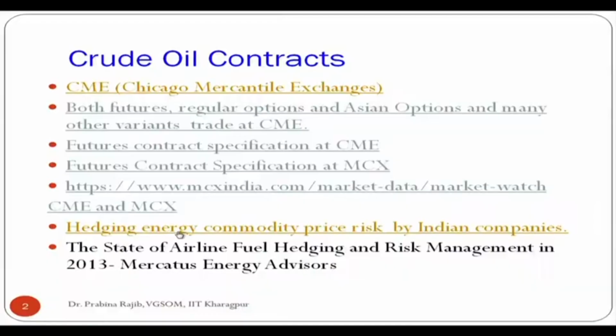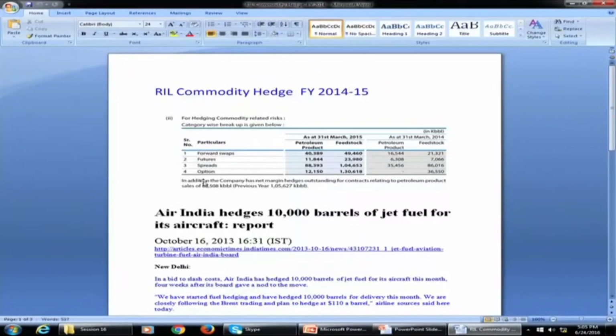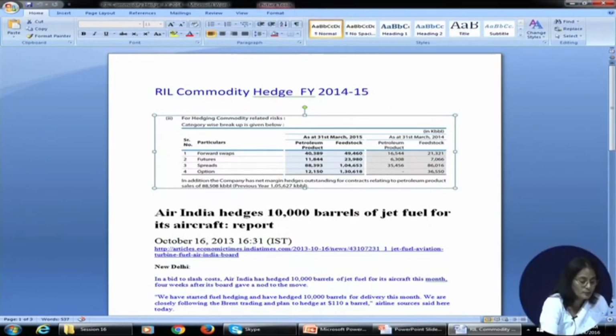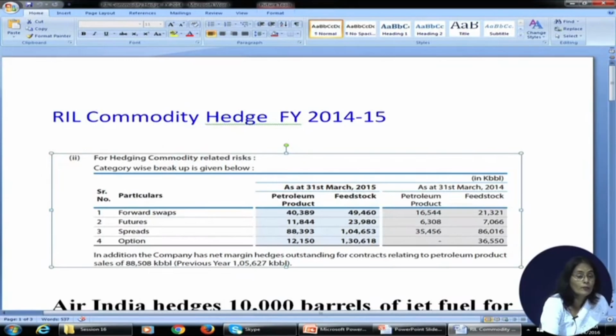So one of the very prominent commodity price risk hedgers in the Indian market with respect to crude oil and crude oil derivatives has been Reliance. If you see this particular block in front of you, this is the Reliance commodity hedge for the financial year 2014, and for hedging commodity related risk, this is what I have exactly cut and pasted from the annual report.